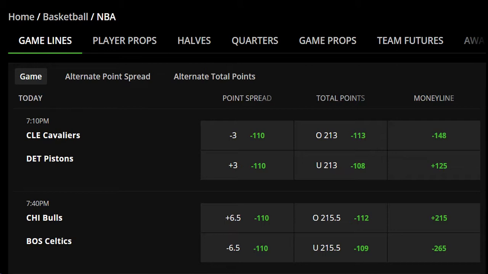So let's break it down. The O 213 refers to over 213 points combined for both teams in this game. And the -113 means you will have to pay $113 in order to win $100 on the over. The U 213 means under 213 points combined for Cleveland and Detroit tonight, and you have to pay $108 in order to win $100.